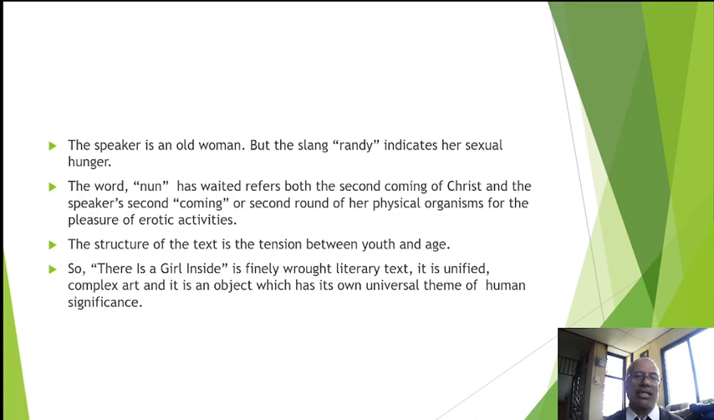The structure of the text is the tension between the youth and the age. So there is a girl inside, a finely wrought literary text, beautiful text. It is a unified, complex art, and it is an object which has its own universal theme of human significance. And we do not need to go to the author, to what the author exactly wanted to tell. We do not relate it to the society outside. The complete meaning is found within the analysis of the formal elements like paradox, tension, ambiguity. That is what these slides have explained, right?